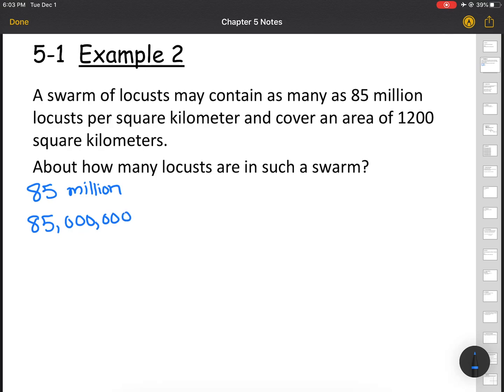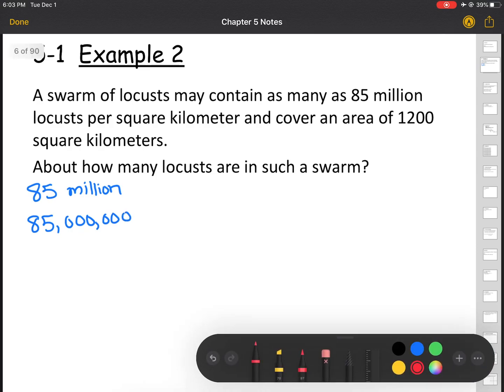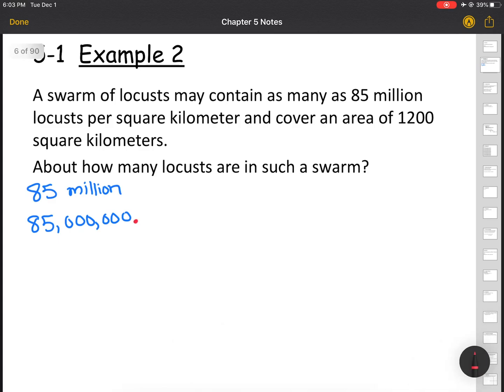Okay, and if I want to put that in scientific notation, what I need to do is put the decimal point on the end and move it to where it's in between the first two non-zero digits. So I count 1, 2, 3, 4, 5, 6, 7.